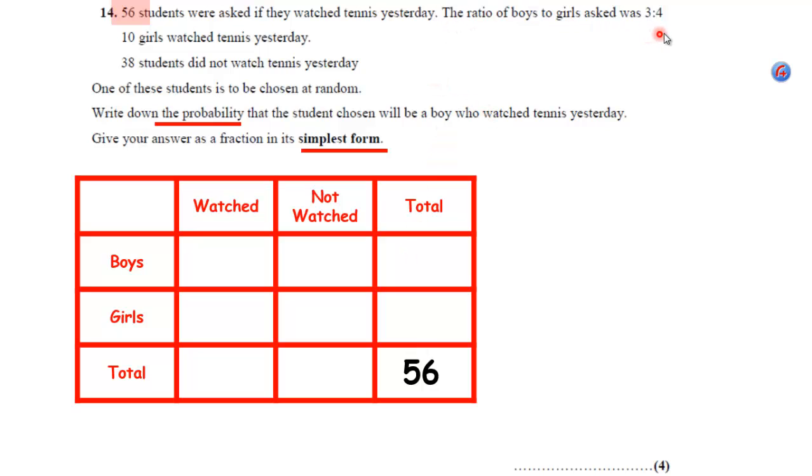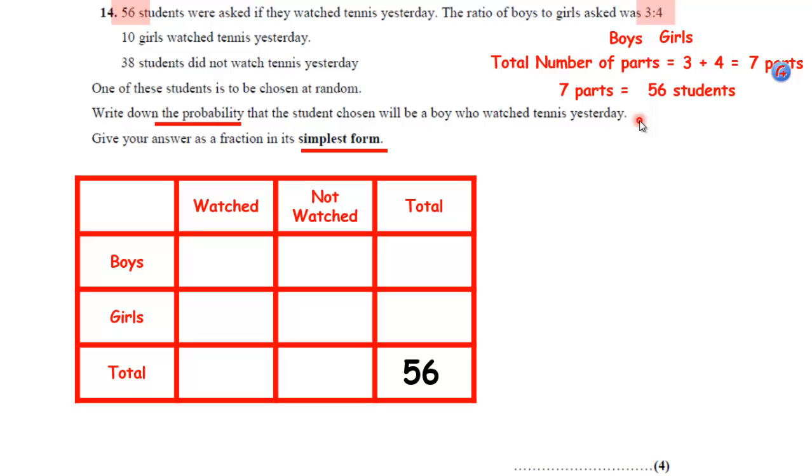Then they said the ratio of boys to girls was 3 to 4. So remember, in that ratio, 3 is going to be the number of parts that is boys. So 3 parts boys to 4 parts girls. How many people are there all together? How many boys and girls? There are 56. So the total number of parts, 3 plus 4, that's going to be 7 parts altogether. And 7 parts is 56 students altogether. So 1 part is going to be 56 divided by 7, which is 8. All right, so that's straightforward.